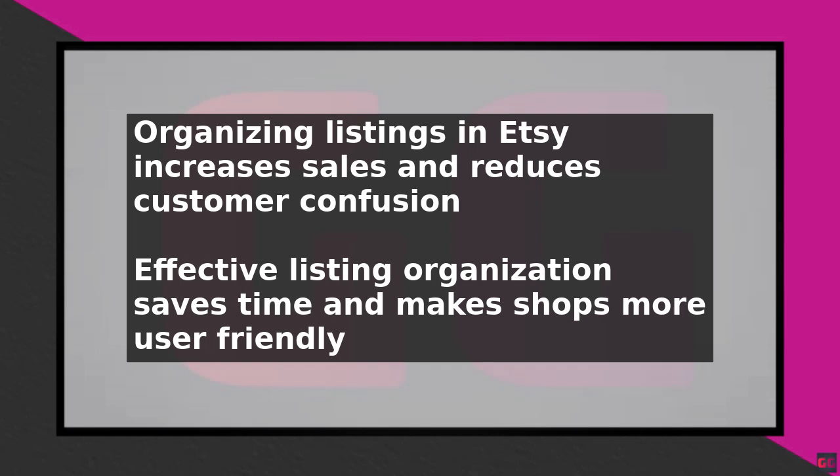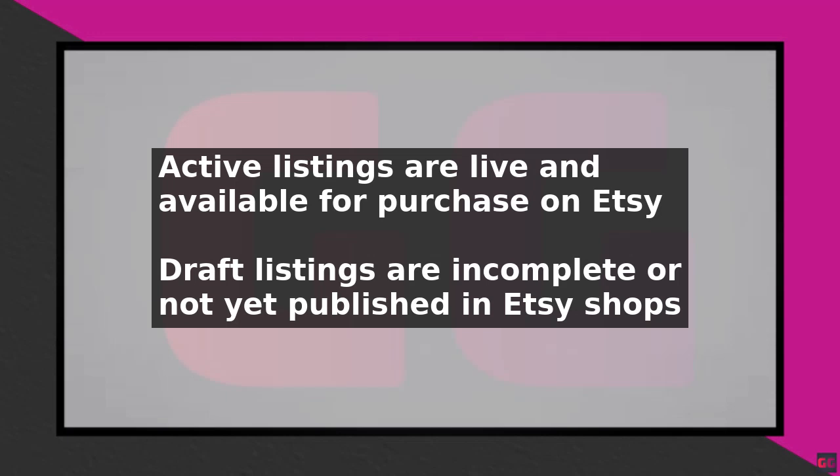First, let's start with the basics. In Etsy, listings are the individual items you sell in your shop. To organize them, you need to understand the different types of listings, including active, draft, and expired listings. Active listings are the ones that are currently live and available for purchase, while draft listings are incomplete or not yet published. Expired listings are those that have ended and are no longer available for sale.